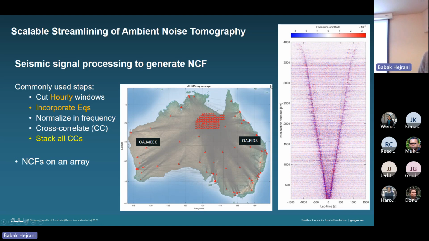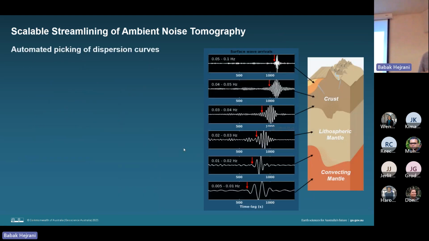So take the same station pair that I talked about, MEEC and EIDS. This is how their cross correlation looks. I filtered them in 6 frequency bands. Down here at the bottom is the lowest frequency band that I filtered in, 0.005 to 0.01 hertz. And you can clearly see that the arrival of this low frequency is earlier than the arrival of the higher frequencies. This is what we call the dispersive properties of surface waves.